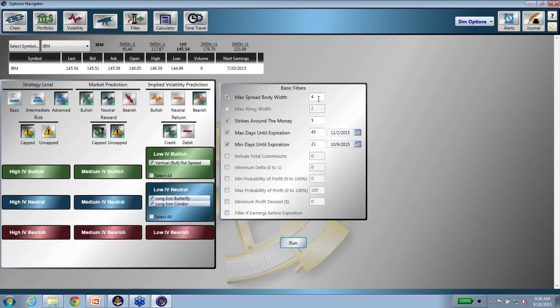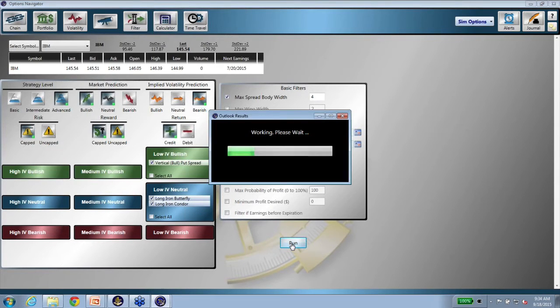So this will find all the options with a max spread body width of 4. We can change that if we want. We could do wing width if we wanted to, but I'm not going to put that on. I'll just use the defaults. Max days till expiration, let's go with 60, and let's go as low as 20 on these expiration dates. We could look at deltas, probabilities, things like that. Let's see what we get. What this will do is look through all the different option choices in these three strategies that we checked, and it'll come back with a list.